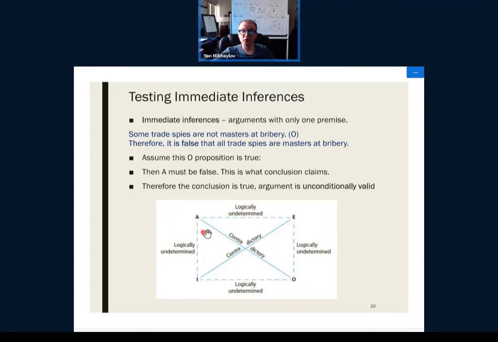However, you need to make sure that the truth value changes. If this is true, this is false. If this is false, this is true. Now in this case, when we are not told anything, by default it is true. So some trade spies are not masters of bribery, that would be true. And then we are told that the other one is false. So everything is great. We are going from true to false, and we are making a valid inference. Therefore it is valid. We say it's unconditionally valid. Some of them will be conditionally valid, but that's in the future, don't worry about it.